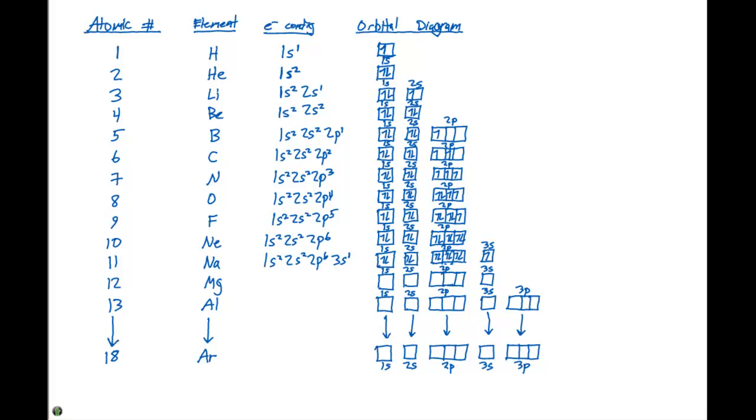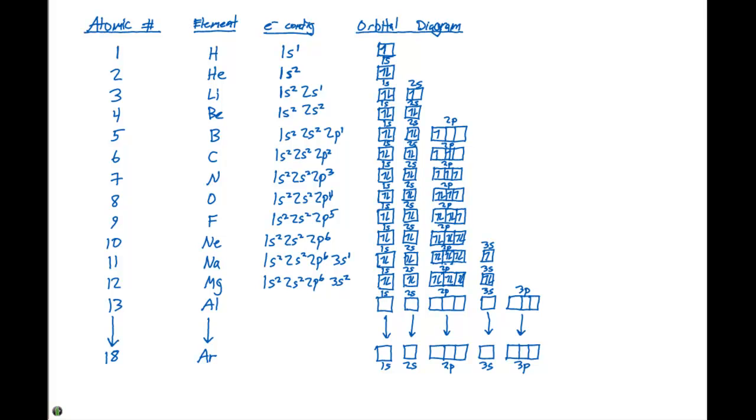For magnesium, we need to add 1 more electron than sodium to give us 12. So that's going to be 1s2, 2s2, 2p6, 3s2. So we completely fill the 1s and the 2s, completely fill the 2p, and now we're going to completely fill the 3s.